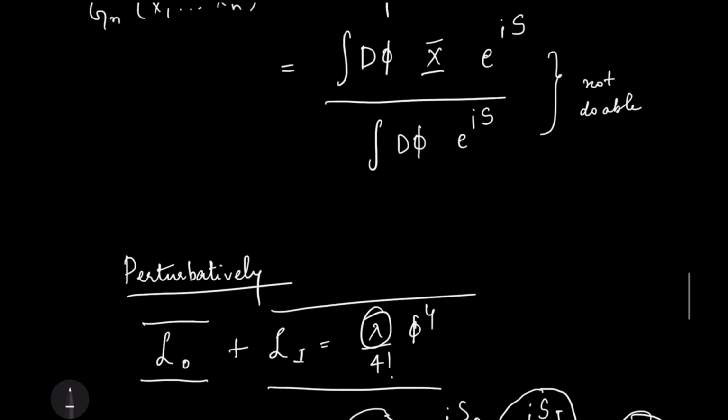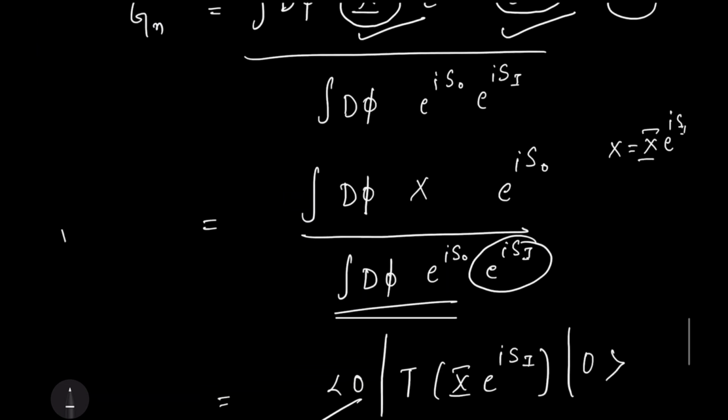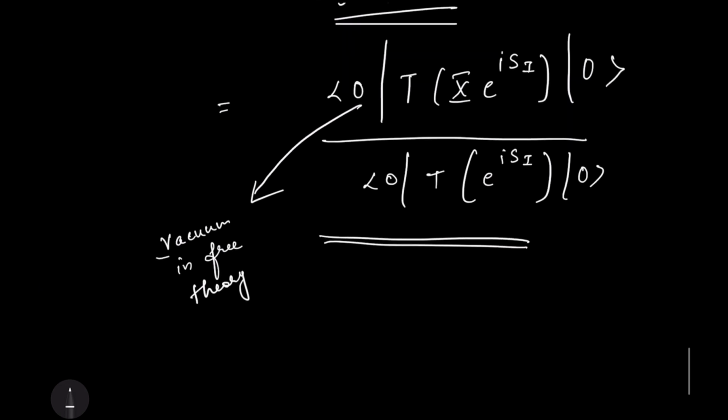So in essence, I have written the vacuum in the interacting theory in terms of the vacuum in the free theory. Okay, and there will be the interaction term sitting in the time ordering. So this expression relates the correlation functions of an interacting theory to those in the free theory. Okay, so this can be evaluated in free theory by expanding in a power series and using Feynman diagrams.